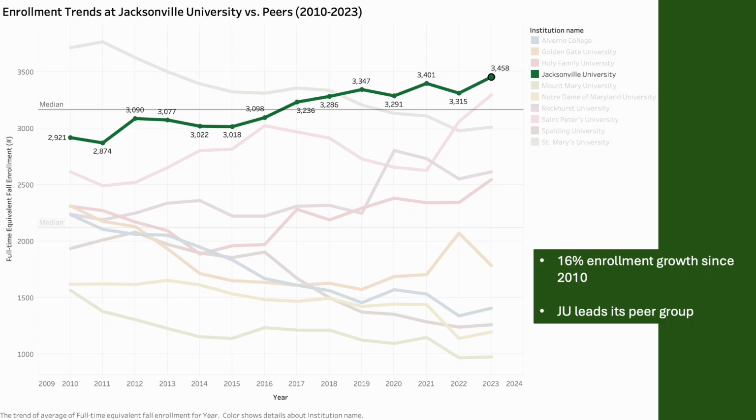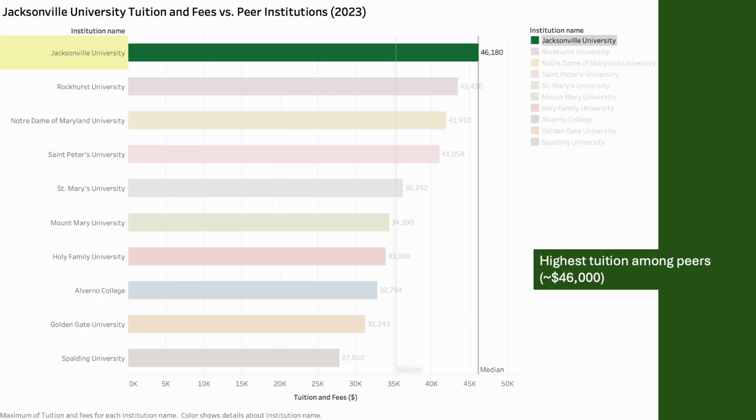Next, we'll explore JU's pricing structure, tuition levels, and endowment strength to see how well prepared it is to support this continued growth. While JU's enrollment growth is a major strength, it is important to look at the cost structure behind it. Here you can clearly see at the top of this bar chart in dark green that JU charges the highest tuition among its peer group, around $46,000 per year, which is about $11,000 higher than the peer median of $35,000.